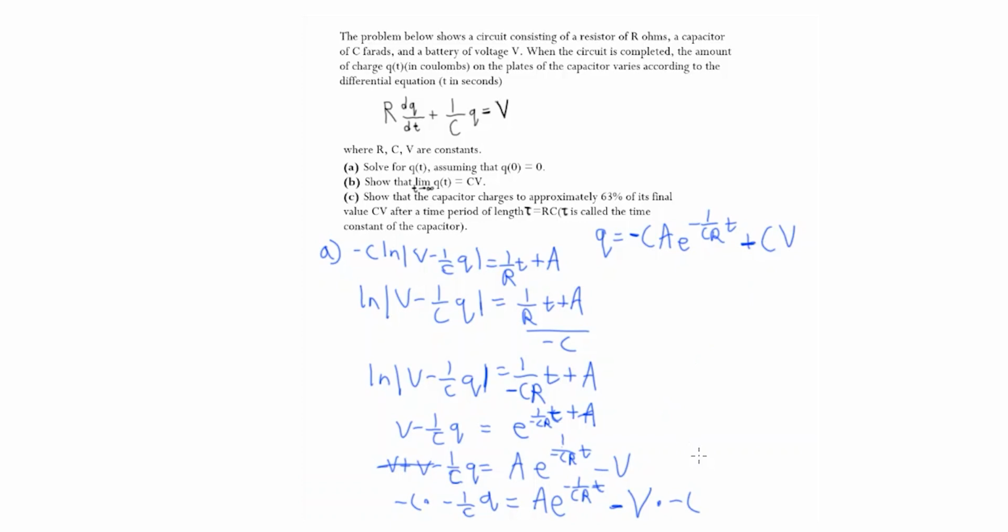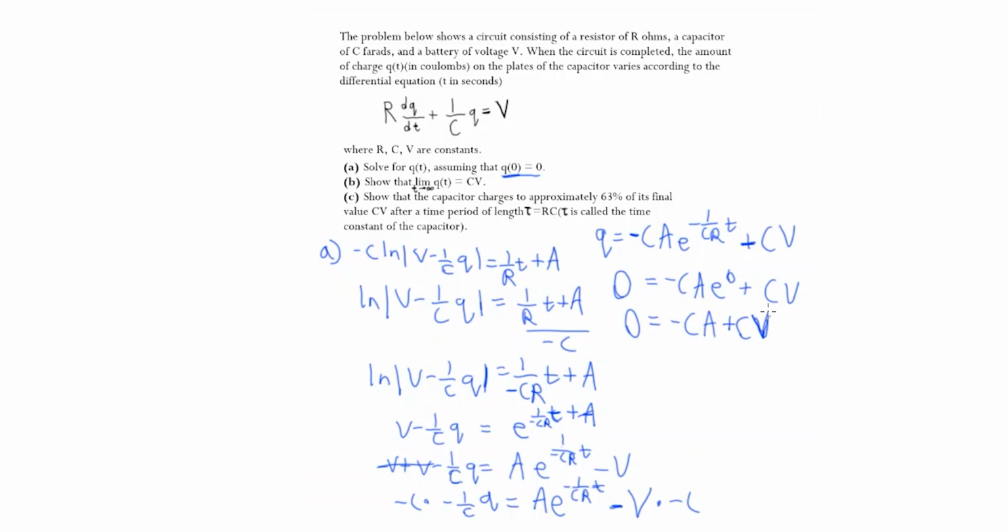And from here, we can use the information they gave us that q of 0 is equal to 0, and we can plug that right in. So 0, and it says that q of t is what we're solving for, so we have to replace our t variable with the 0. And that will get rid of this whole mass of variables over there because 0 multiplied by anything is 0. And then from here, e to the 0 is just 1, so negative ca plus cv.